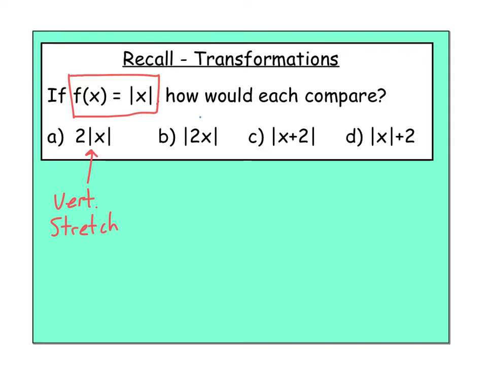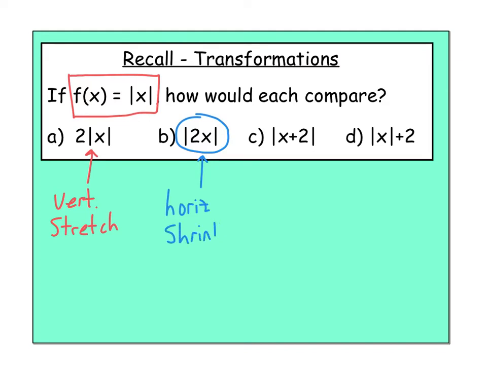With part B, we're multiplying by 2, but that one is considered inside the function, right? The function was absolute value, so when you multiply inside, when you do anything inside, it affects the x direction. So it's going to be a horizontal transformation, but in this case, just remember that anything inside is the opposite effect. So instead of this one stretching, this is going to actually be a shrink.